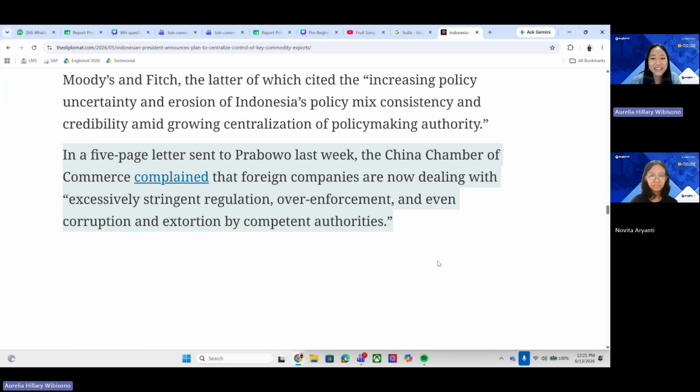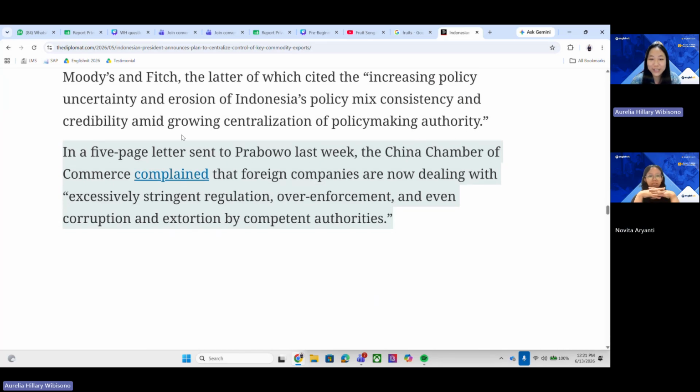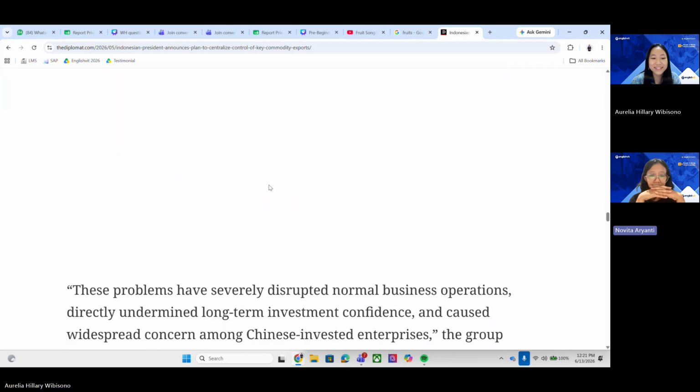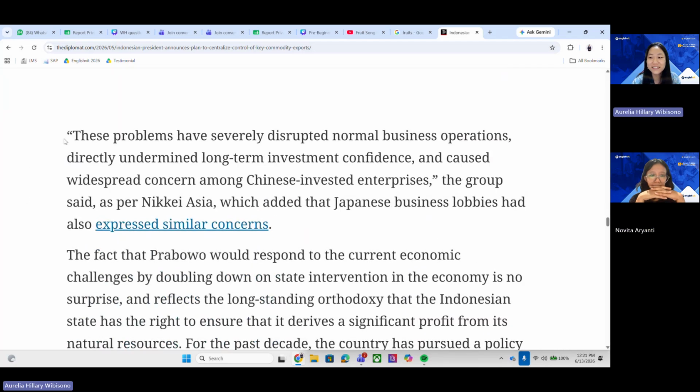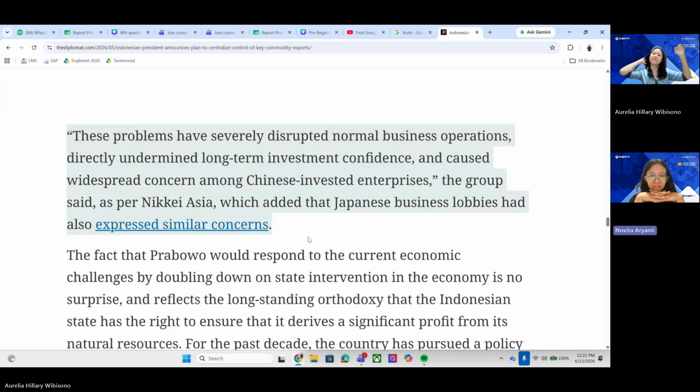Yes, that's it. Even the Chinese parties already complained about that, well, impressive. And then this one? These problems have severely disrupted normal business operations, directly undermine long-term investment confidence, and cause widespread concern among Chinese invested enterprises in Indonesia, right? Yes. The group said, as per Nikkei Asia, which added that Japanese business lobbies had also expressed similar concerns. Yeah, I actually read news about this.